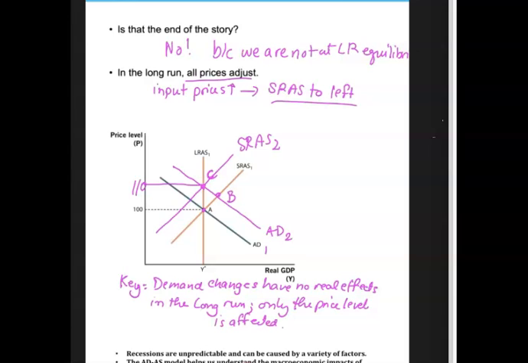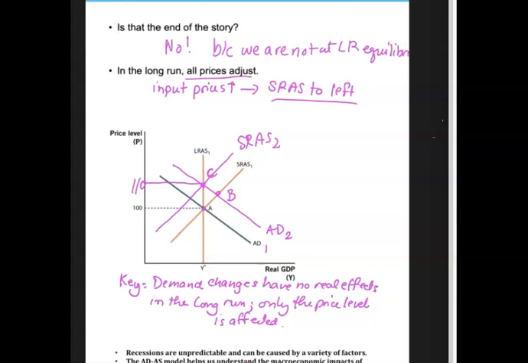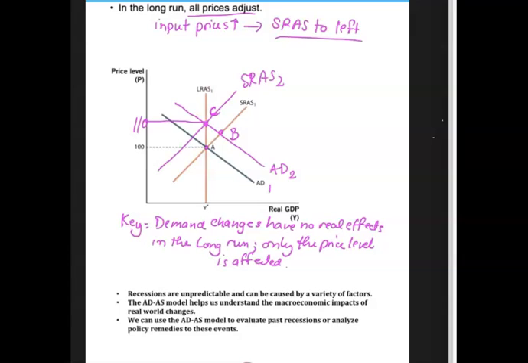All right, so let's conclude. Well, actually, this is the end, right? This is basically a somewhat unexpected increase in the aggregate demand. So if recessions are unexpected, right? So recessions are unpredictable and can be caused by a variety of factors.